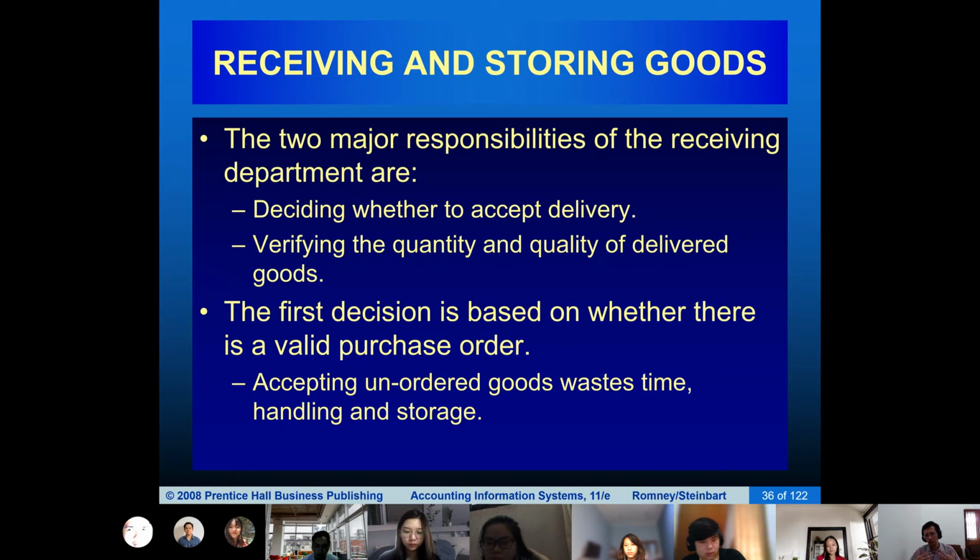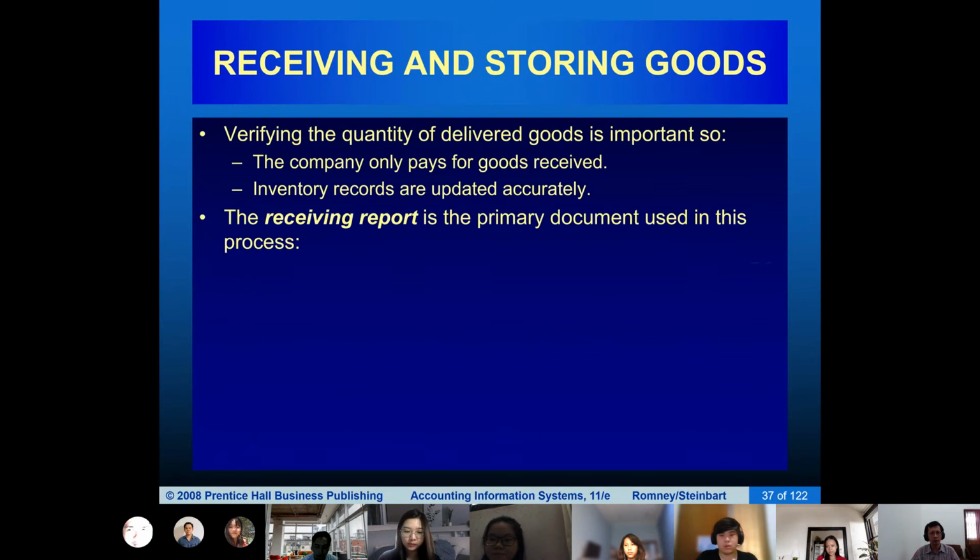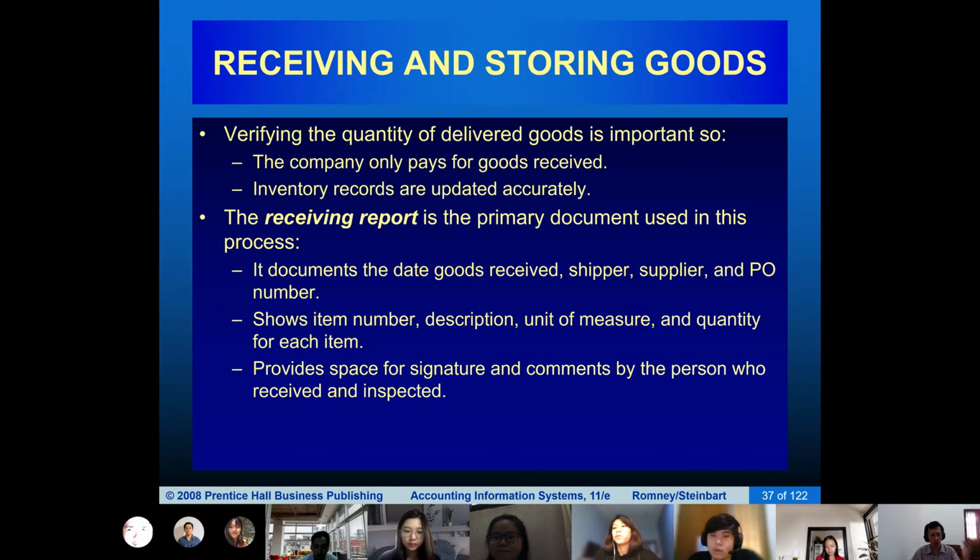Okay. So if it's accepted, there's a valid purchase order, then inspect the product. Is there any difference between the order and the delivery? We order 1,000, but they only deliver 500. That's fine. It needs to be verified because then we only pay for the products we order and receive. If we order 1,000 but only receive 500, then we only pay for that 500, nothing more. Okay, and also for the inventory record to be updated accurately.